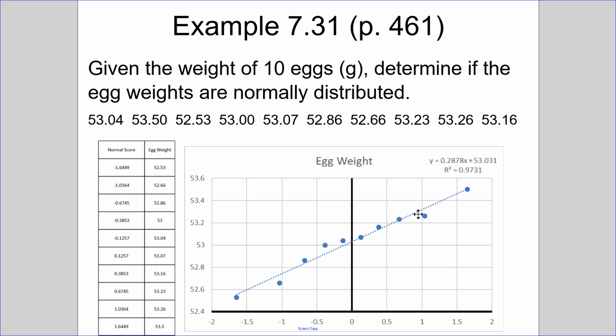When we calculate their linear regression and their coefficient of determination, we have an R-squared value of 0.9731, which shows us that there's a strong linear correlation, telling us that it's very likely that these eggs are normally distributed. So this is something that you can do by, again, using the formula from the last page and then entering these into your calculator in the stat plot, and then finding the linear regression and making sure that your coefficient of determination is on as well.